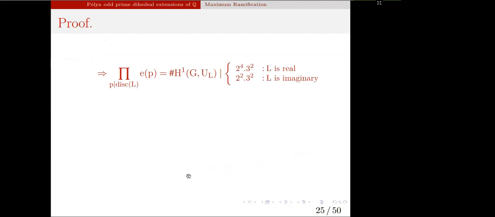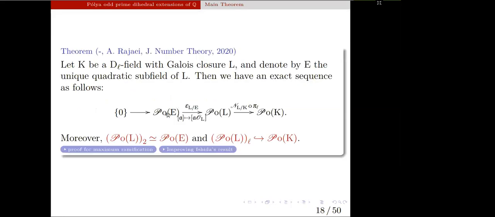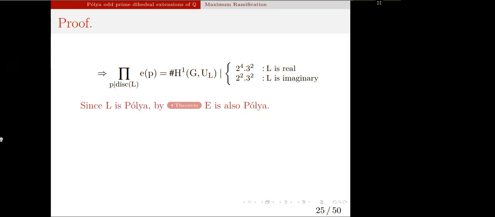we find that the product of ramification indices of P in L, which is equal to the order of H1 of G and UL, is a divisor of these numbers. Namely, I separated them into 2 cases corresponding to L being real or imaginary. And finally, since L is Polya, by the main theorem of this section, namely this exact sequence, we conclude that E is also Polya.